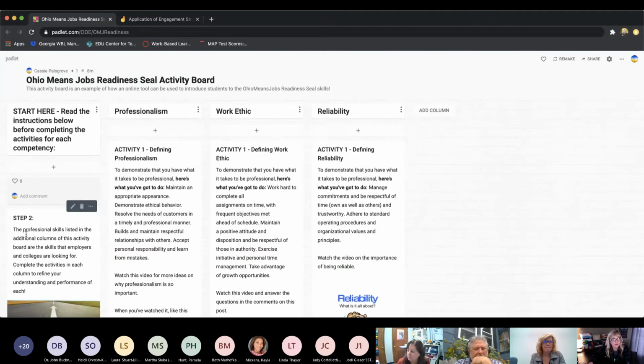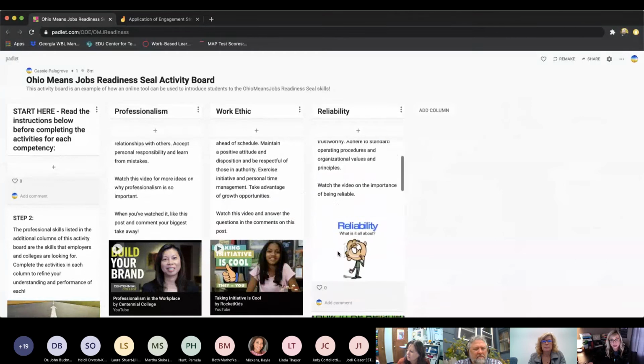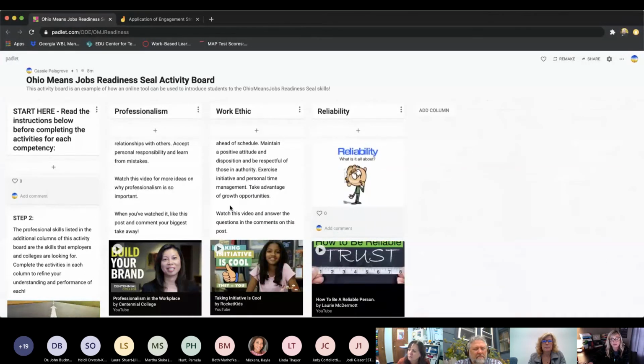So then it instructs the student or the person using this board to move through each of these columns. The way that we've designed these columns is each skill has 3 activities that are meant to build on each other. The first one is all about defining the particular professional skill. So in this case, defining professionalism, defining work ethic, and defining reliability. We've linked different videos that are free access for folks to watch. And that first defining activity is all about watching a particular skill and reflecting on it.